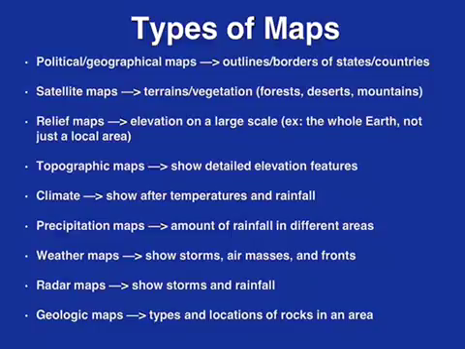Precipitation maps can show the amount of rainfall in different areas. Weather maps show storms, air masses, and fronts. You would see these often if you watch the news. Radar maps again show storms and rainfall. And then geological maps can show different types and the locations of rocks or even the different soil types in the area.